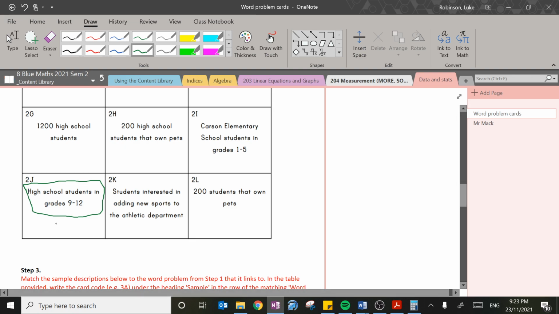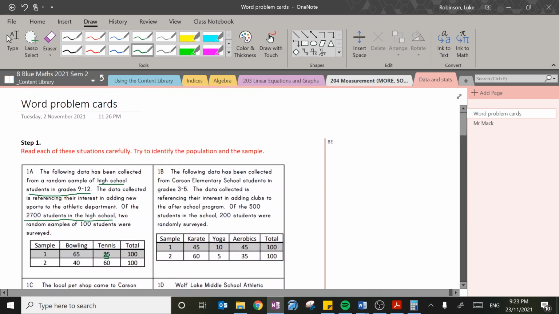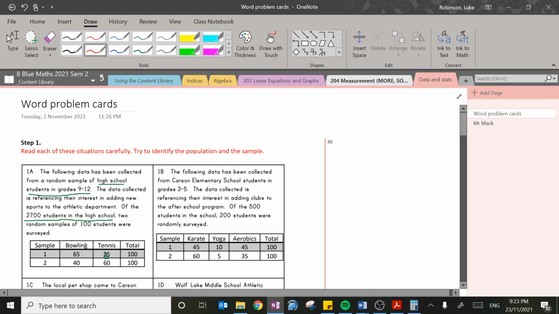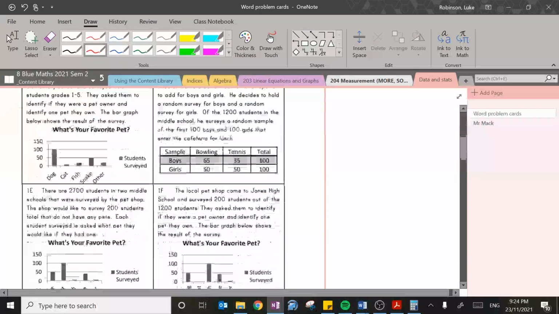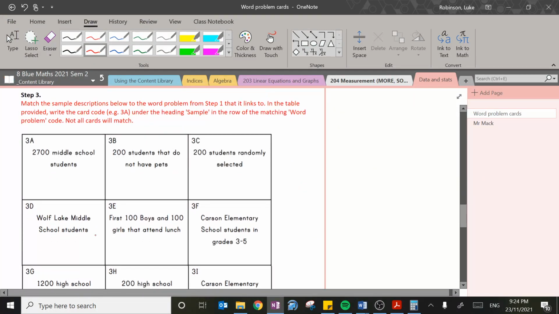So I'm going to put that in green, 1A. I'm just going to link it to 1A. Right, and that's how I know that that is the population for this one here. Now we need to look at the sample. Let's do that. So the sample says there were 2 random samples of 100 students, meaning there were 200 students who were sampled at random.